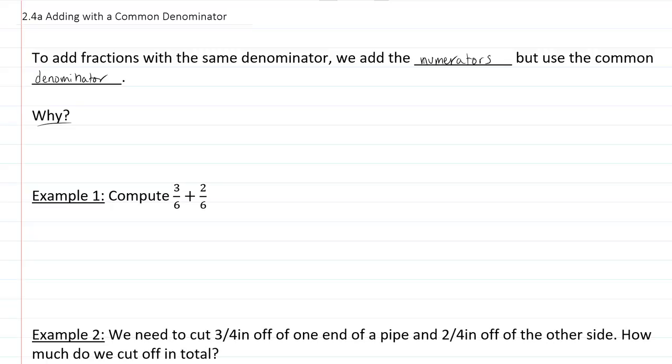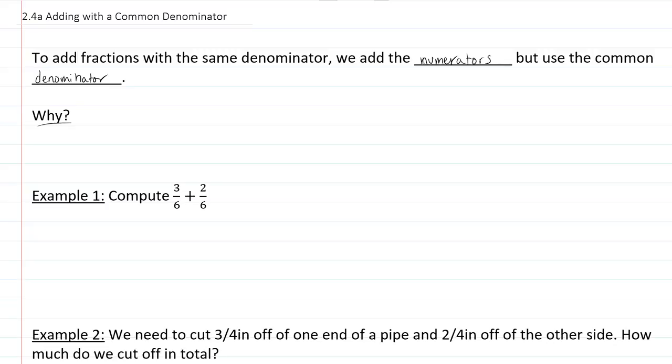Why is this? Well, remember when we were first explaining fractions, we said that the numerator is the number of pieces you have, but the denominator denotes the size of the pieces. So why do we keep this the same?